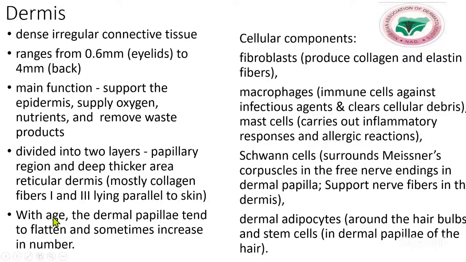So let's note that with age, the dermal papilla tend to flatten, and in some places, it increases in number, not in thickness, but in number. When it increases in number like that, it means there's going to be more blood reaching the skin surface. And because of that, there's going to be a lot of fluid loss, transepidermal water loss, from the superficial part of the skin. So we should note all these changes that occur with aging, and those are the things responsible for the phenotypes or skin features that we see in aging.